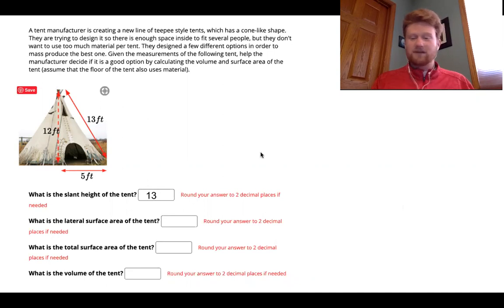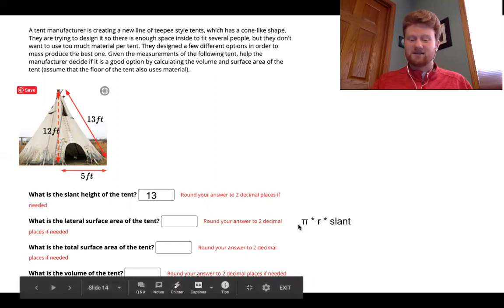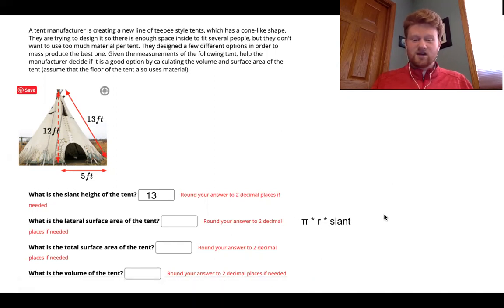So when we're finding the lateral surface area of the tent, just as we found in the last problem, that's going to be pi times r times that slant height. I just called it slant here. So just plug in our 5 for the radius and 13 for the slant. So we get pi times 5 times 13, and that's going to be 204.20. So that's the lateral surface area of this tent.